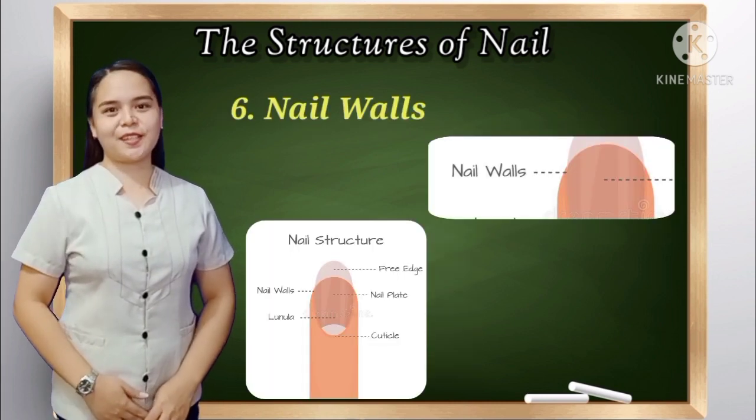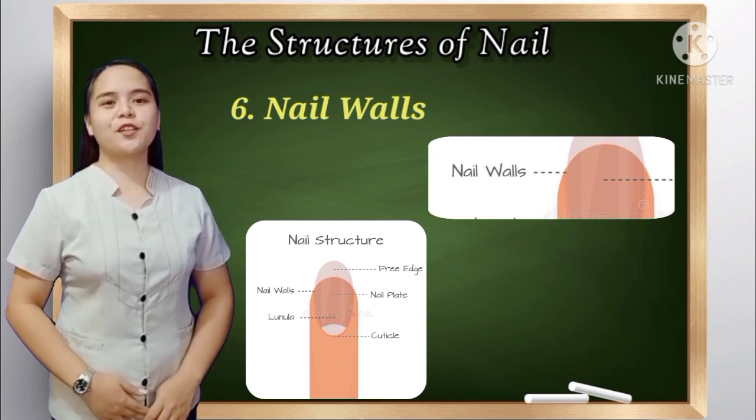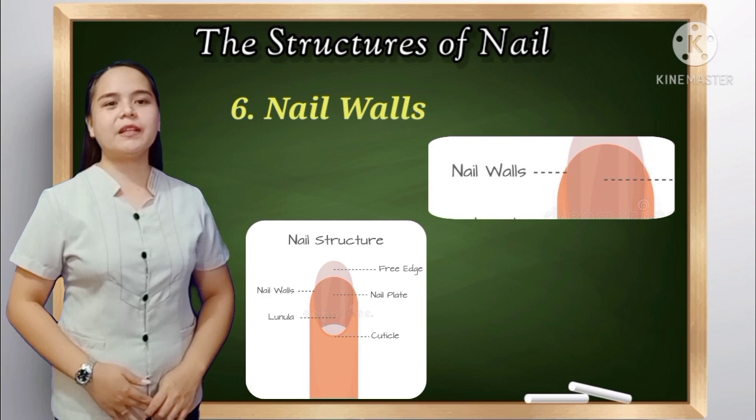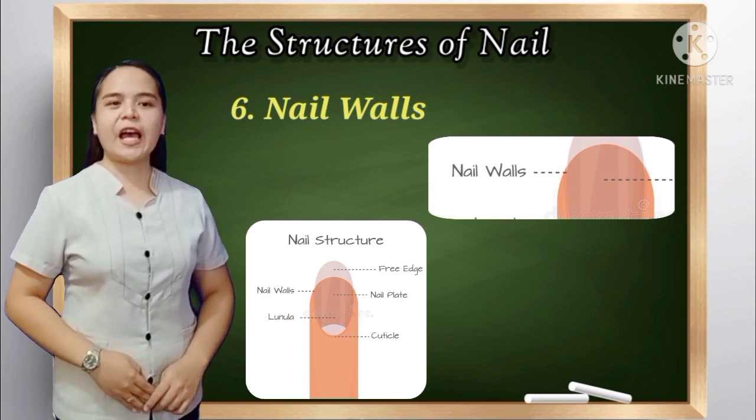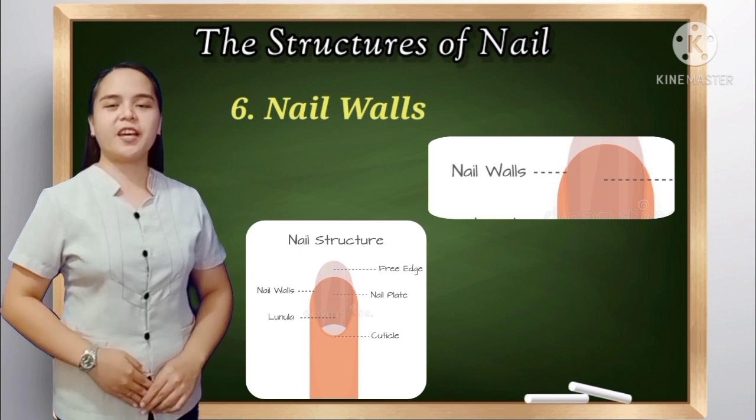Number six, the nail walls. Nail walls, the folds of skin that overlap the sides of the nail. They hold your nail in place and protect the nail plate edges.